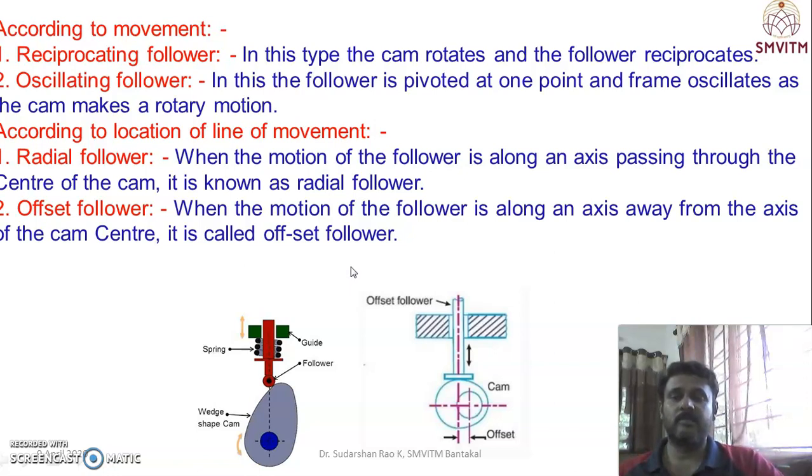The last classification is based on the location of the line of movement. According to the line of movement, it may be the radial or the inline follower. When the motion of the follower is along the axis passing through the center of the cam, it is known as a radial follower. That is, here the center of the cam and the axis of the follower are in line. Whereas when the motion of the follower is along an axis away from the center of the cam, that is, there is offset, it is called the offset follower.